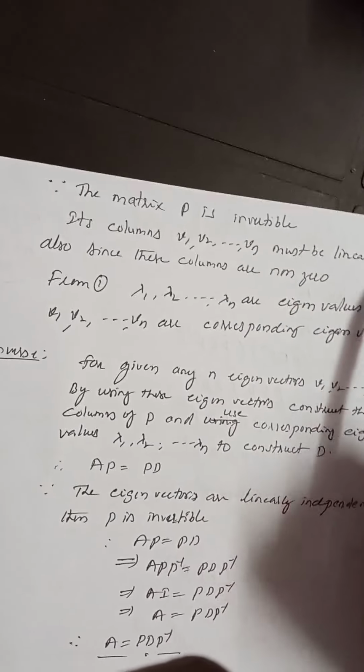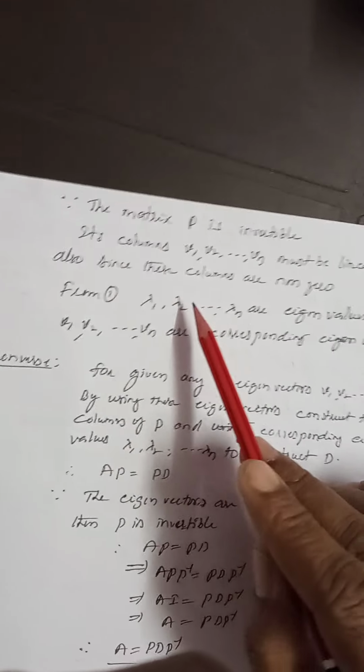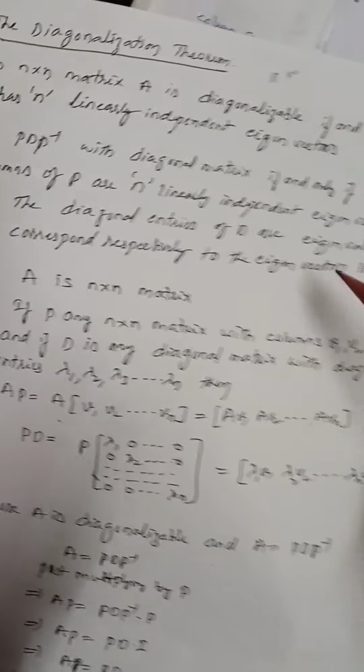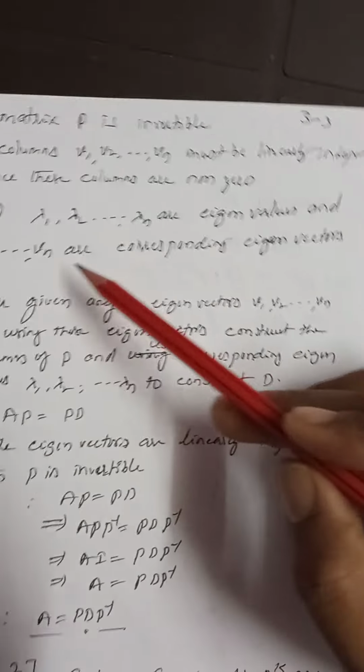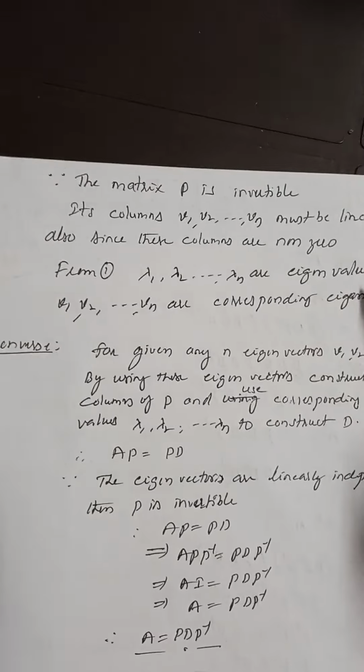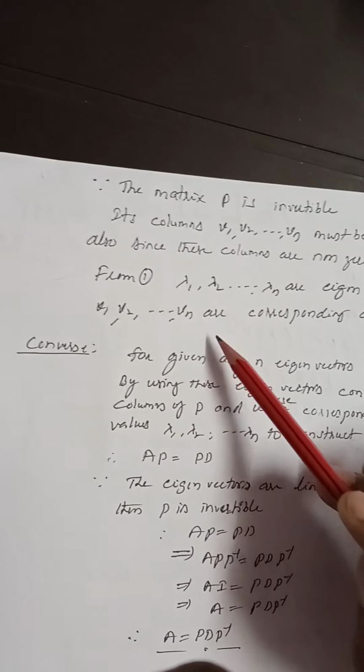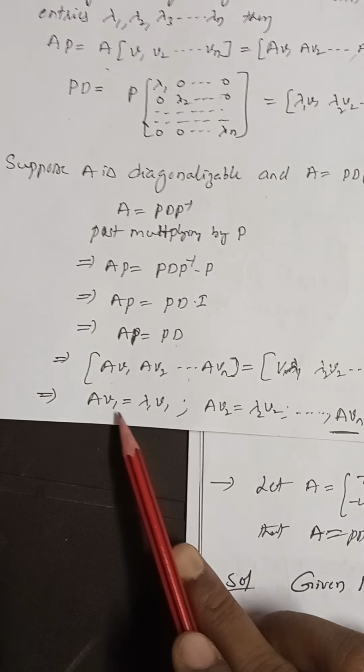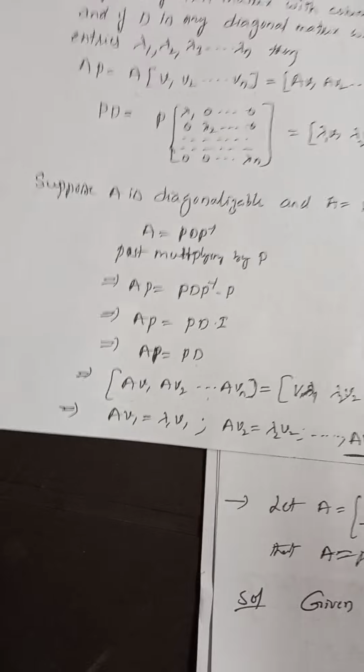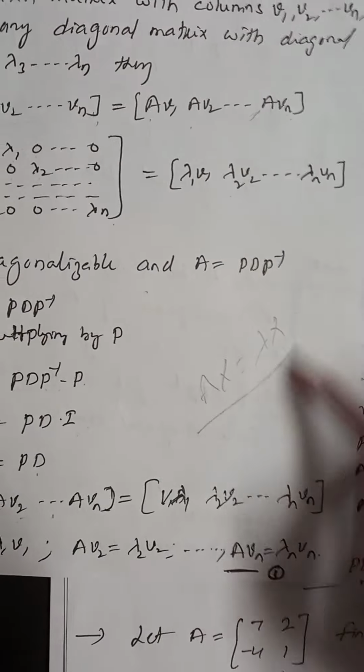Now, since the matrix P is invertible, its columns v1, v2 and so on vn must be linearly independent, and also these columns are non-zero according to our assumption. From equation 1, lambda 1, lambda 2 and so on lambda n are eigenvalues, and v1, v2 and so on vn are corresponding eigenvectors. What is equation 1? Equation 1 is Av1 is equal to lambda 1 v1. This is in the form of what? Ax is equal to lambda x, right?